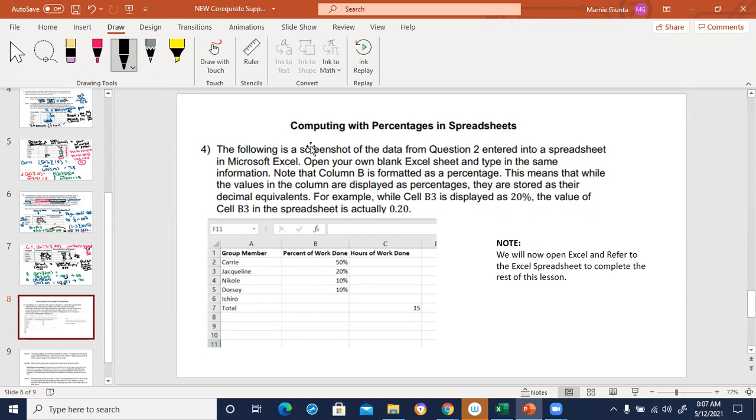And there, so for example, B3 displayed as 20%, the value is actually 0.2. Okay, so why don't you take the time, pause the video, go ahead, open up Excel, and then type all of this information in, and then we're going to go back and refer to the Excel spreadsheet to complete the rest of the lesson.